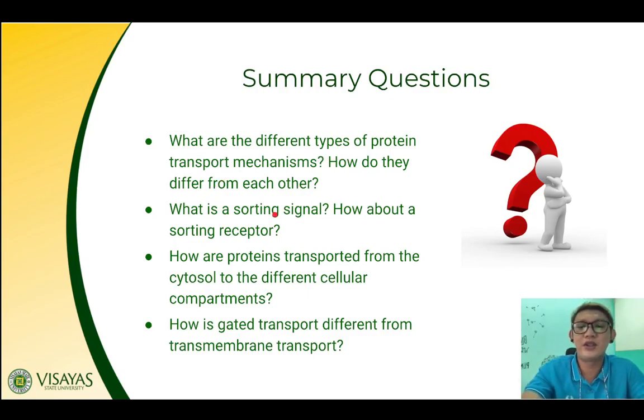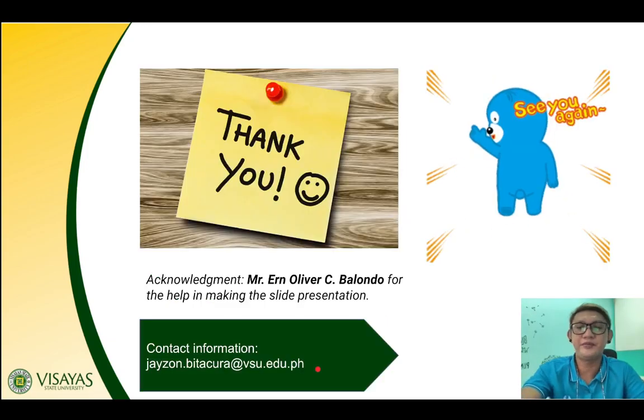How are proteins transported from the cytosol to the different cellular components? How are proteins transported from the cytosol to the nuclear membrane, to the cytoplasm, to the ER, to the mitochondria, to the chloroplast, to the peroxisomes? You should be able to determine the differences. And how is gated transport different from transmembrane transport? You should understand the examples of the transport mechanisms that are categorized as gated transport and transmembrane transport.